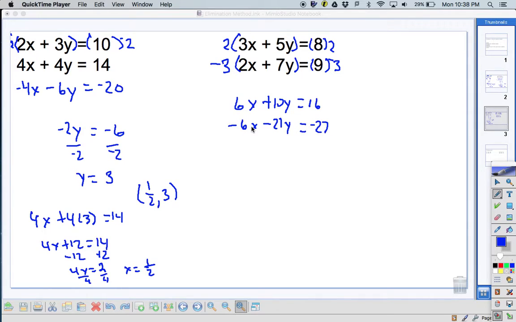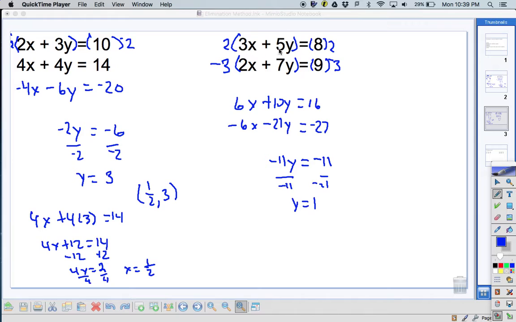So adding up, that's 0. Negative 21 plus 10 is negative 11y. And on the other side, I got 27 minus 16 is another negative 11. Now I got a one-step equation: dividing both sides by negative 11, y ends up being 1.